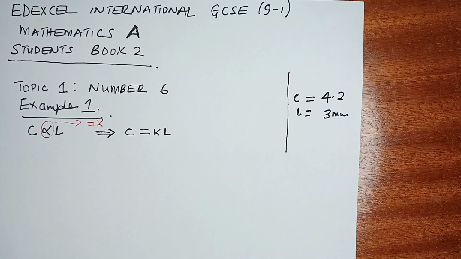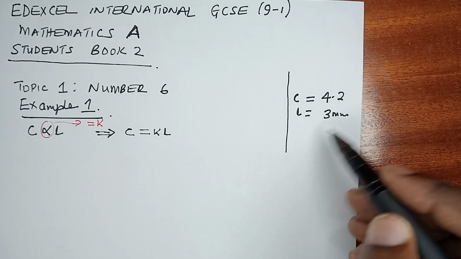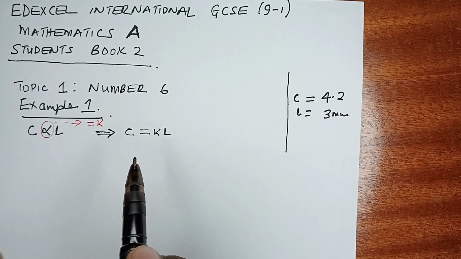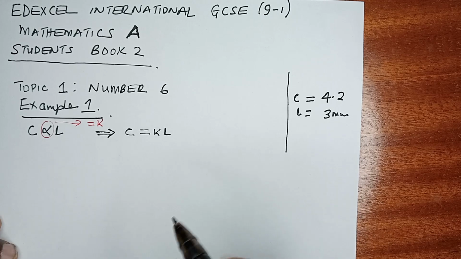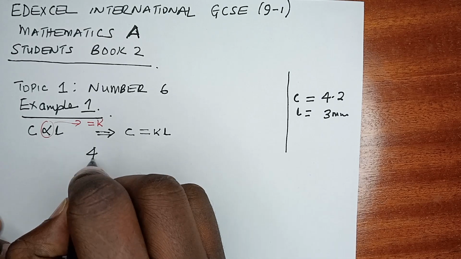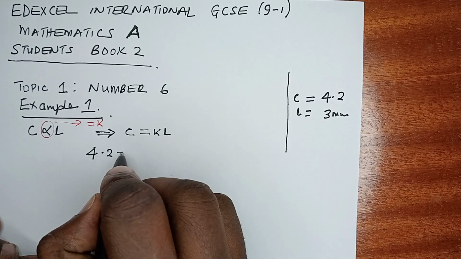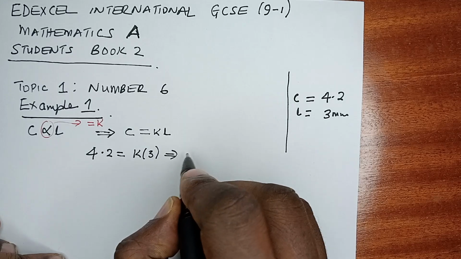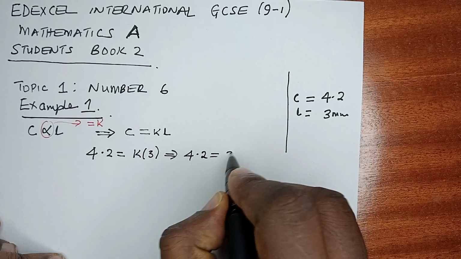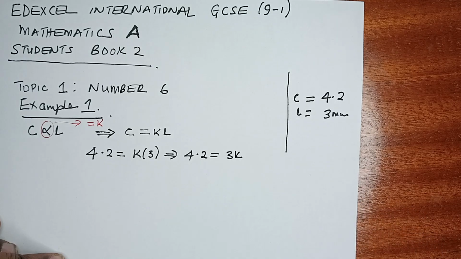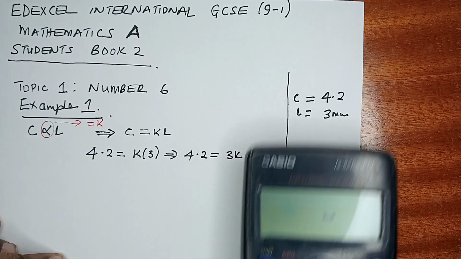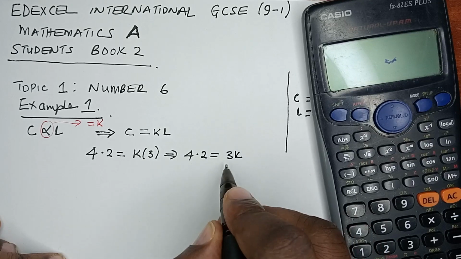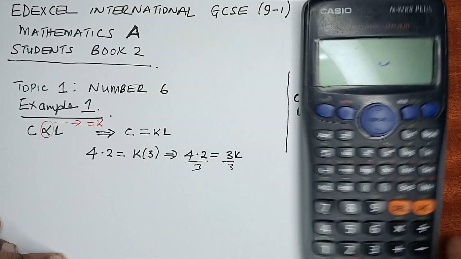Now, let us substitute this information in the formed equation so that we can get the constant of proportionality. How do we do that? So 4.2, which is the cost, is equal to K times 3. And you can also write it as 4.2 is equal to 3K. Now, what we need to do is to get the value of K, and we can get K by dividing both sides by 3.